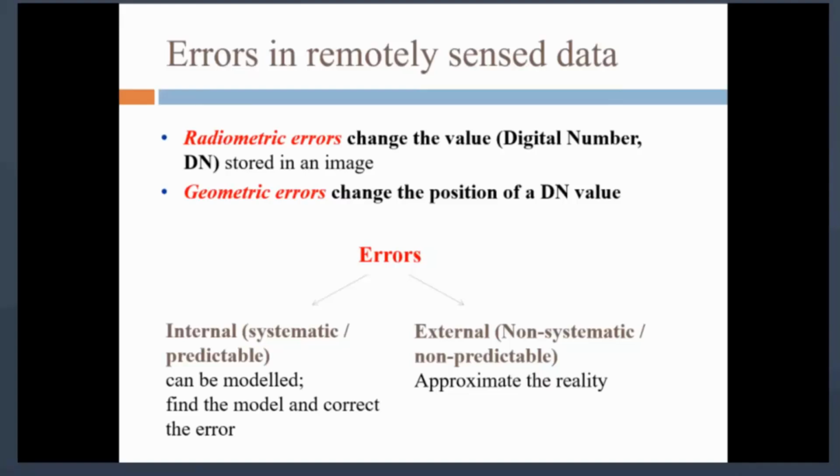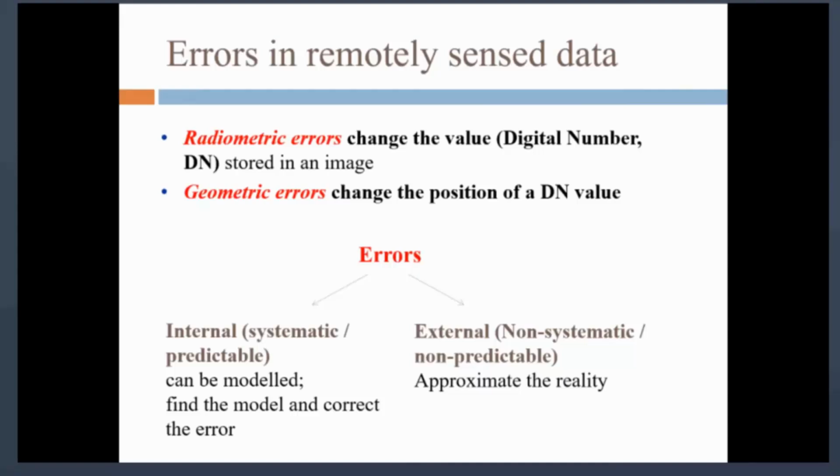However, if you talk about the changes in the position of the digital number, we refer to this as a geometric error. That is, the position of the data changes from its actual position on the space of Earth, then we call it a geometric error. So both the types of errors can be present in the data, both radiometric and geometric errors.